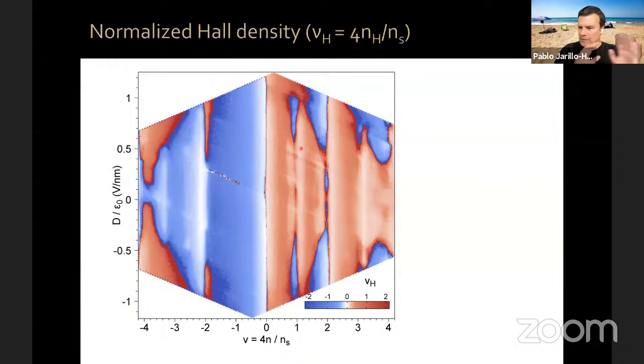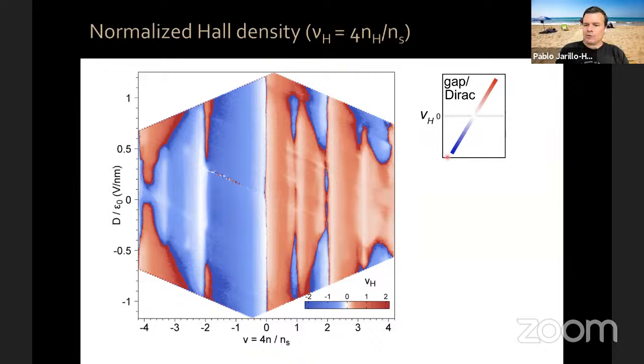So first, some features correspond to a gradual change in sign of the normalized hole density. The normalized hole density goes from negative through zero smoothly to positive. That's a behavior that corresponds to gaps or Dirac points, okay? Why? Because when you reach a gap or a Dirac point, your density of free carriers is zero, so your hole density goes through zero smoothly. That happens here, for example, at charge neutrality. You see you go from dark blue to light blue, white, light red, darker red, okay? So it happens at charge neutrality.